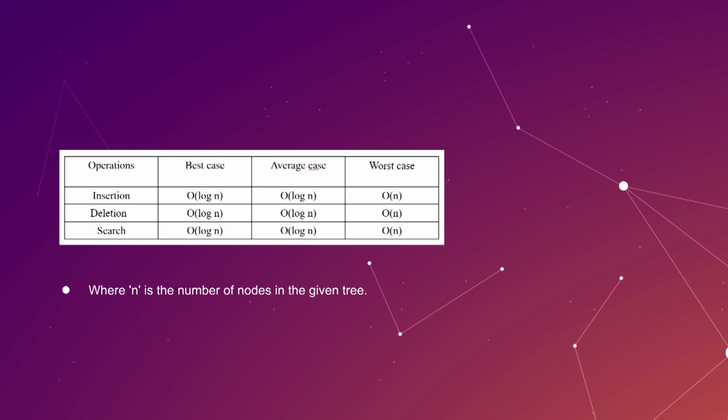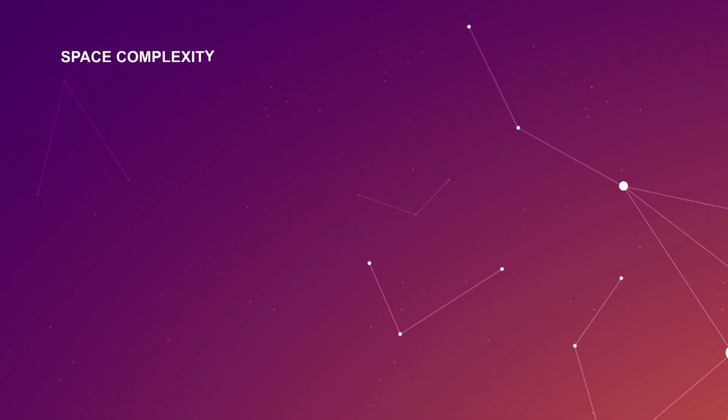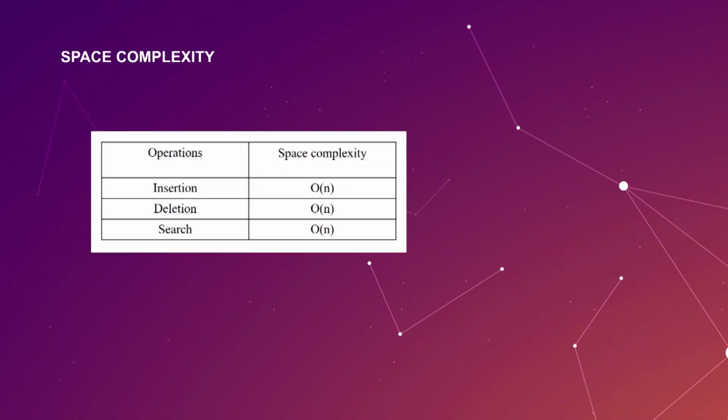In searching, the best case is O(log n), the average case O(log n) and the worst case O(log n), where n is the number of nodes in the given tree. Now the space complexity for the same operations: insertion, deletion and searching. Insertion has space complexity O(n), deletion is O(n) and search is O(n). The space complexity of all operations of a binary search tree is O(n), which depends completely on the number of items we are using in the operations.